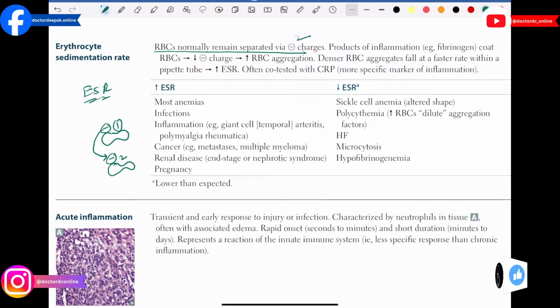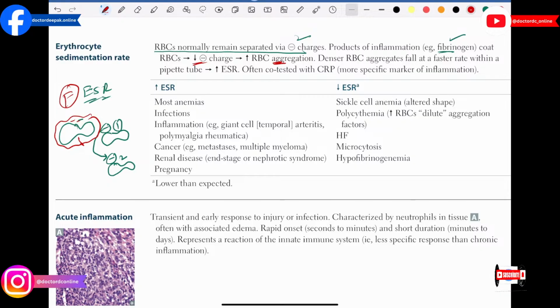But what happens during inflammation? During inflammation there is a production of fibrinogen. This fibrinogen will go and coat the RBC. Let's suppose this is the RBC and this is the negative charge. So when inflammation occurs in your body, there is production of fibrinogen, and this fibrinogen will come and coat this RBC. When you coat this RBC, it means these negative charges are going to be covered, so there is a decreased amount of negative charges. When the negative charges are decreased, these RBCs are going to stick with each other. When the RBCs stick with each other, it will lead to RBC accumulation, which is called RBC aggregation.